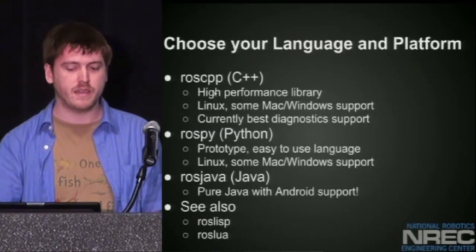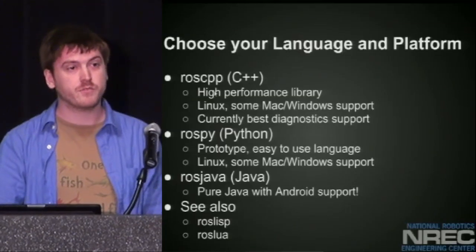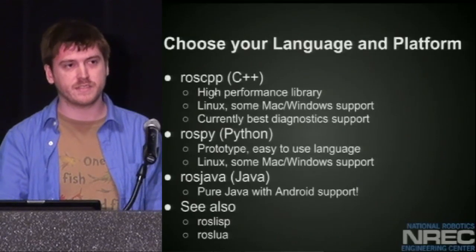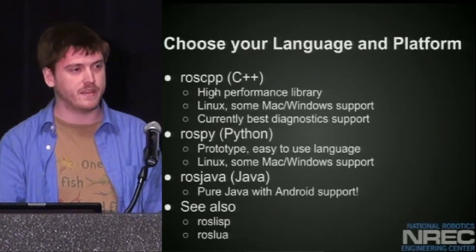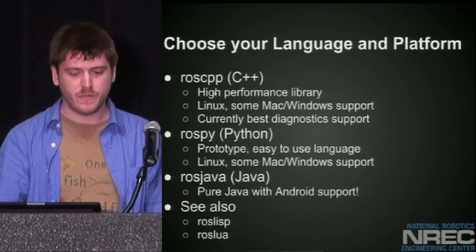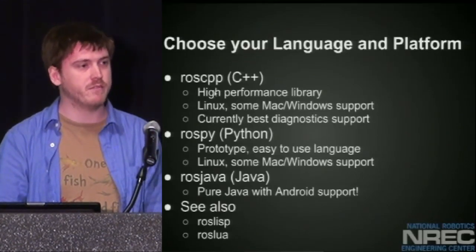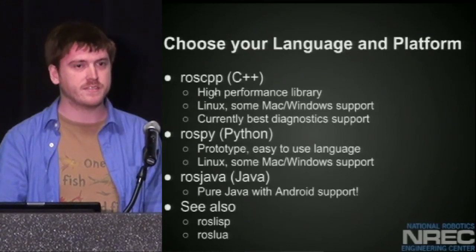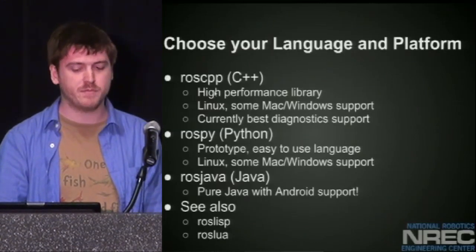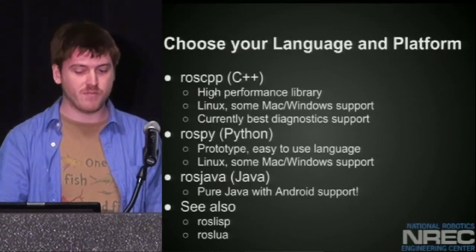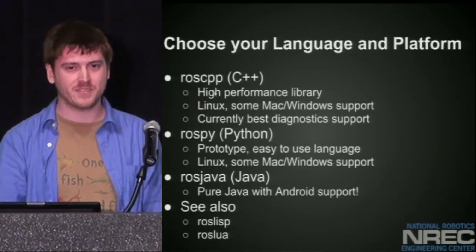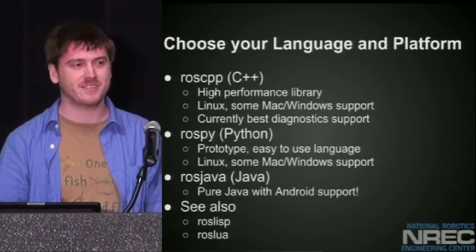ROSPy is a prototype and easy-to-use language. It also recently got diagnostics support, which is a set of assistant libraries that can help you, and we'll talk about that later. And it, again, is Linux and some Mac and Windows. One of my favorite newer languages is ROS Java, which we heard about yesterday, and that's written in pure Java with Android support, and so I was able to produce those apps. And then for completeness, there's also ROS Lisp and ROS Lua. I have never worked with these, but if for some reason you have existing drivers, you may want to look into them.